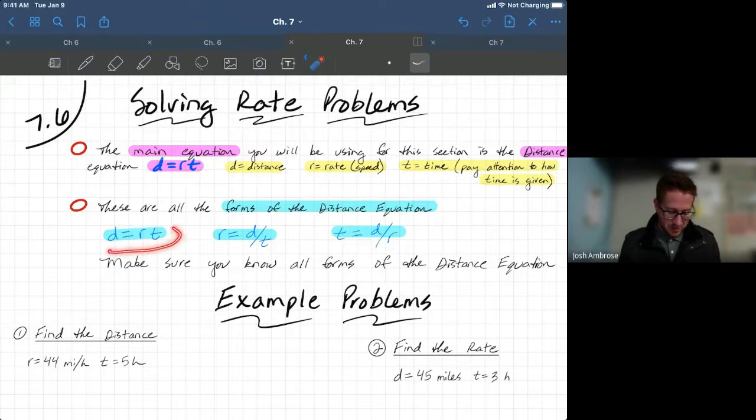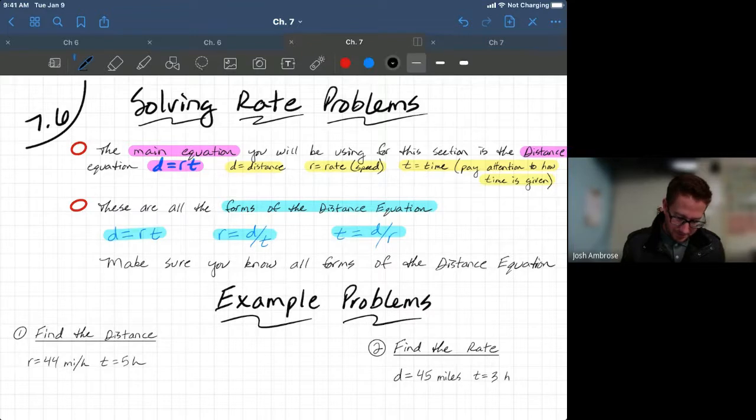If you're solving for distance, there you go. If you're solving for rate, there you go. If you're solving for time, there you go. All right, so write those down. Make sure you know them all because they will all be on the test. Okay, here we go. Let's jump into some example problems.